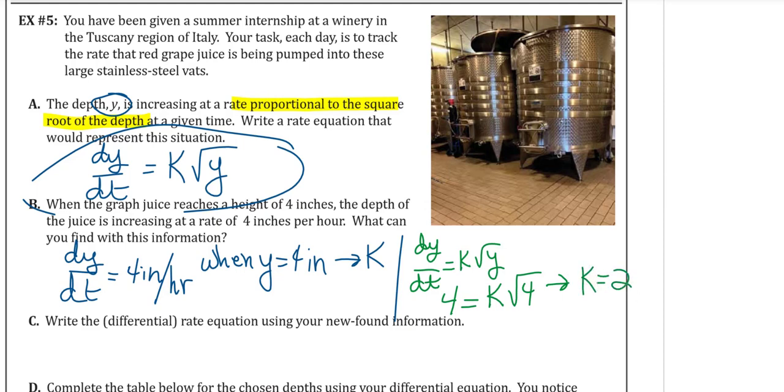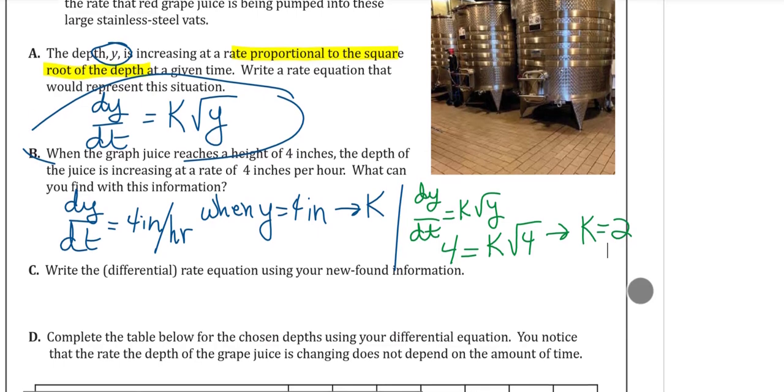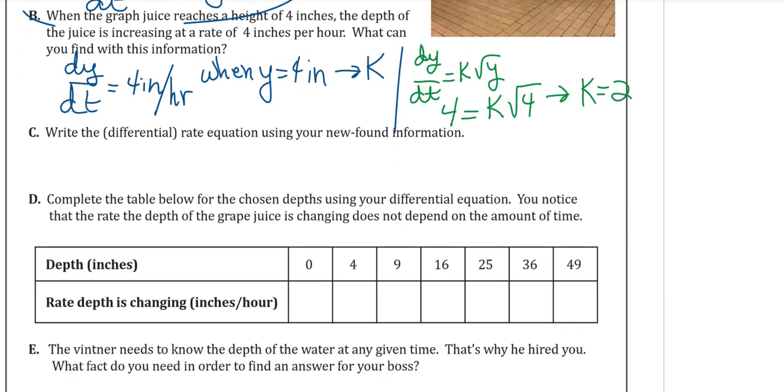Now we can write a more particular differential equation because we filled in our constant of proportionality. Our differential equation for this particular instant becomes dy/dt equals 2 times the square root of y. We're supposed to complete the table below for the chosen depths using this particular differential equation. You notice that the rate the depth of the grape juice is changing does not depend on time.